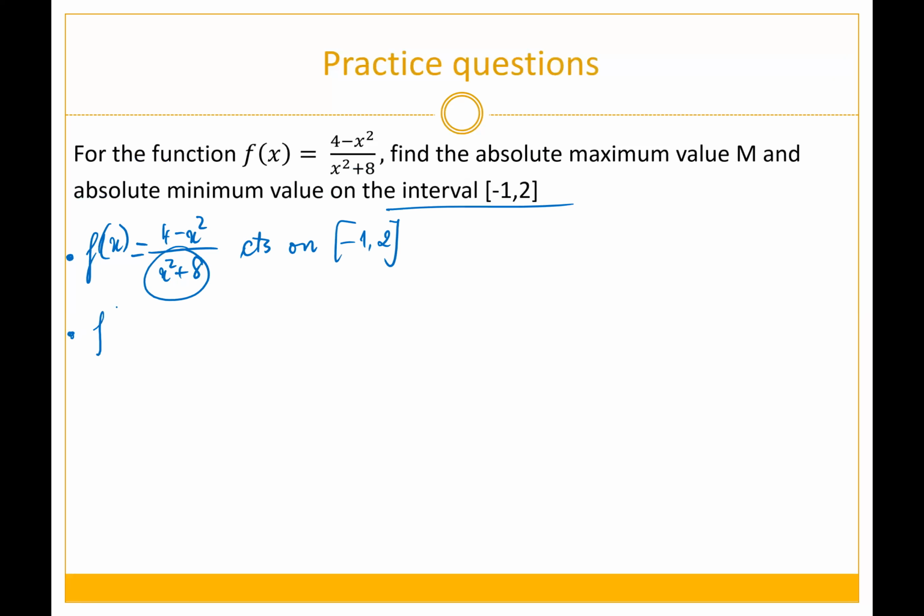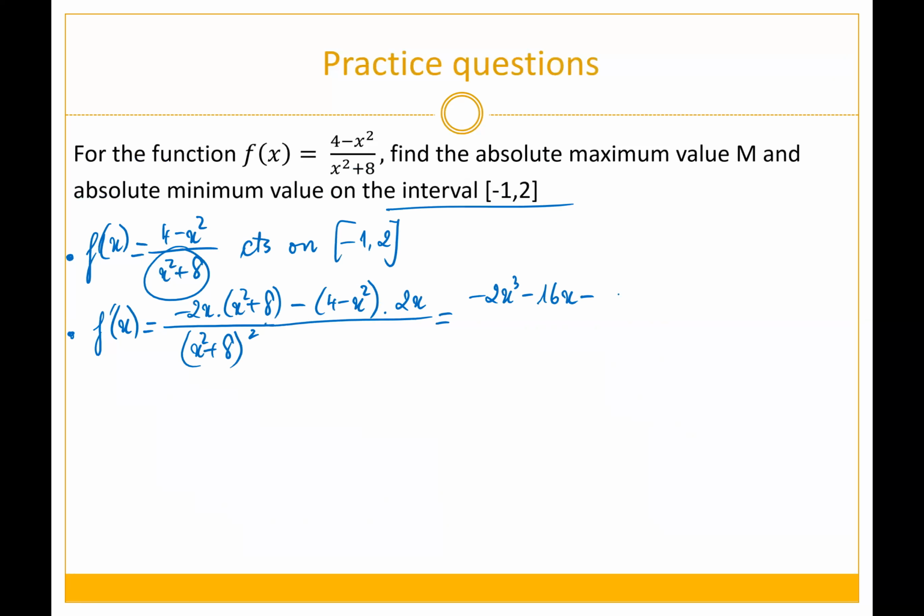Now we're going to find all of the critical numbers because that's a step in the closed interval method, where we find all of the critical numbers first and find the values at those critical numbers and also at the endpoints. So you have f prime of x equal to the quantity x squared plus 8 squared, negative 2x multiplied by x squared plus 8 minus 4 minus x squared multiplied by 2x. So now we have negative 2x cubed, negative 16x, negative 8x plus 2x cubed, divided by x squared plus 8 squared, which is going to give us negative 24x divided by x squared plus 8 squared.